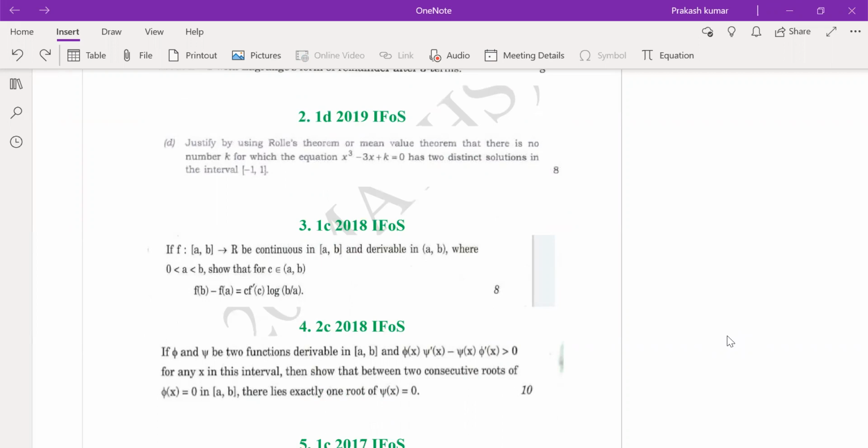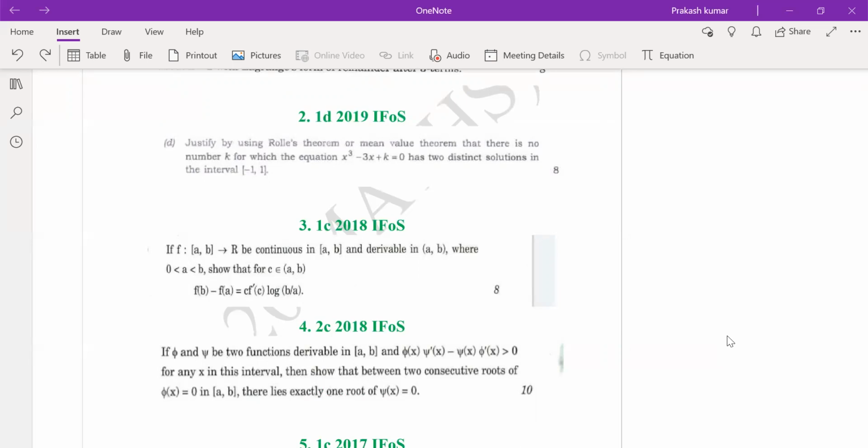Let's start with question number 2. The first question belongs to Taylor series that we have not done. Just read the question. It says, justify by using Rolle's theorem or the mean value theorem, you can use either theorem, to show that there is no number k for which the equation has two distinct solutions in the interval. That is, whatever the value of k, two roots cannot exist between -1 and 1.